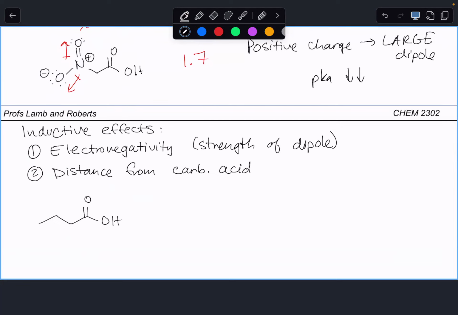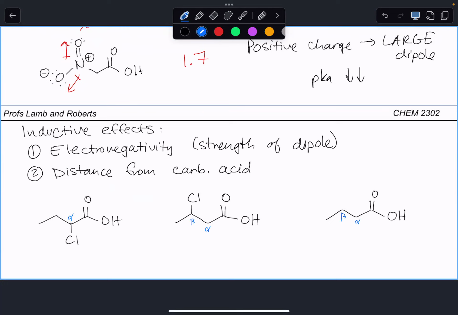Okay, so here is what we've been talking about. That's the alpha carbon, so I can put my, say, chlorine there. Or I can have the beta carbon, we can put our chlorine on the beta carbon. Or we have alpha, beta, gamma, we can put it on the gamma carbon.